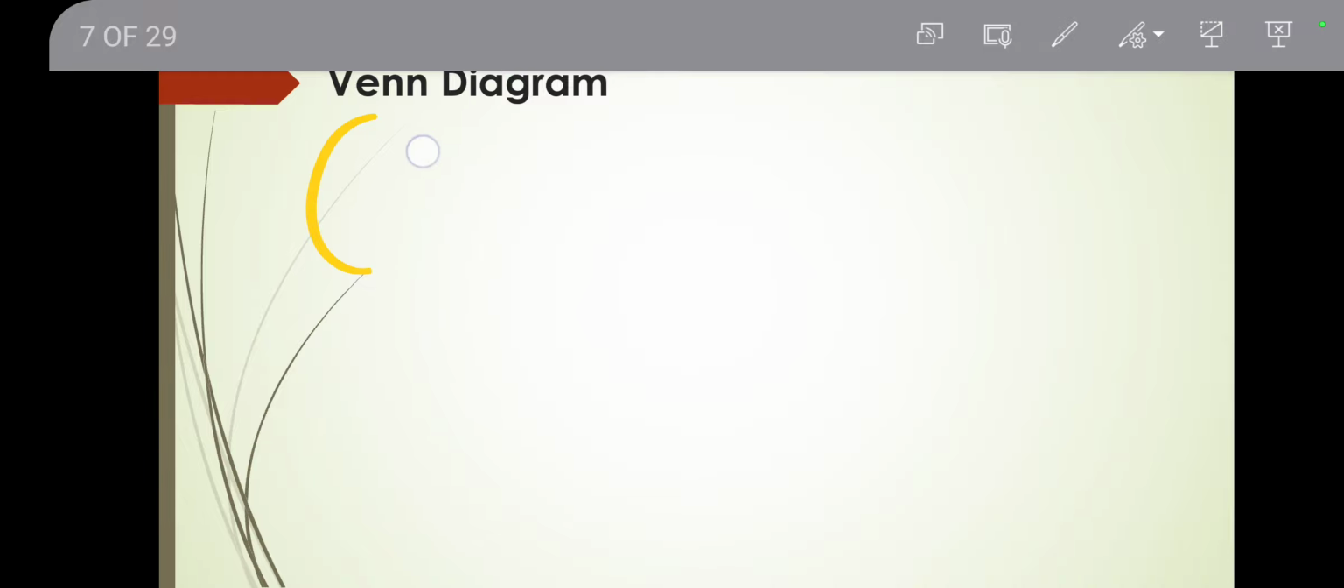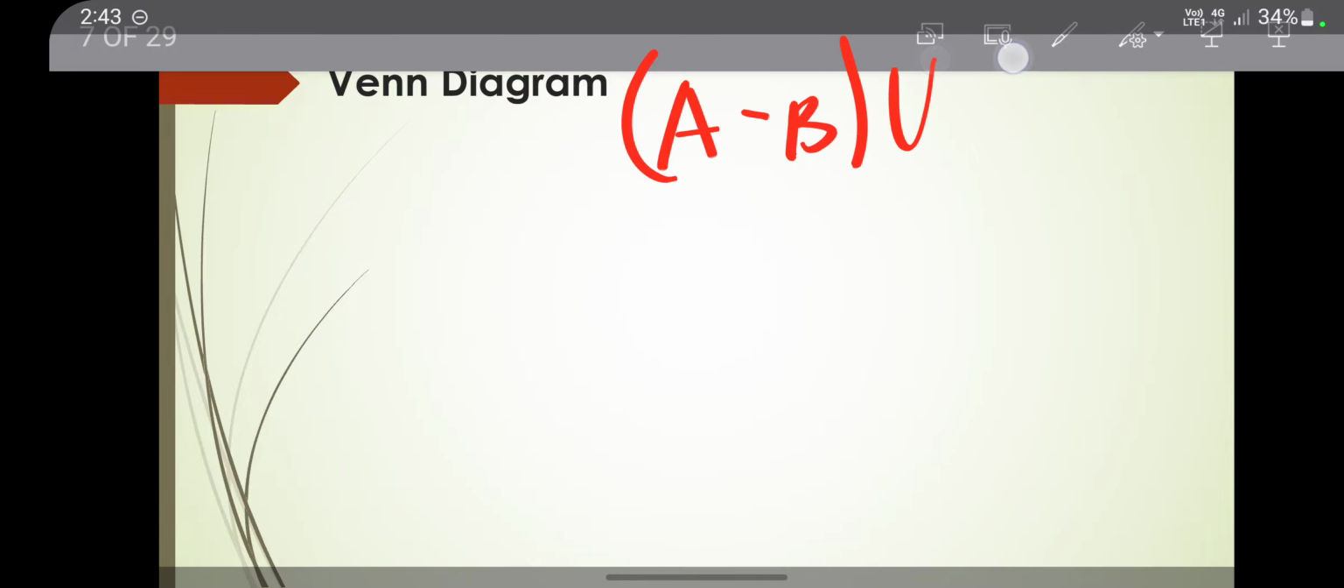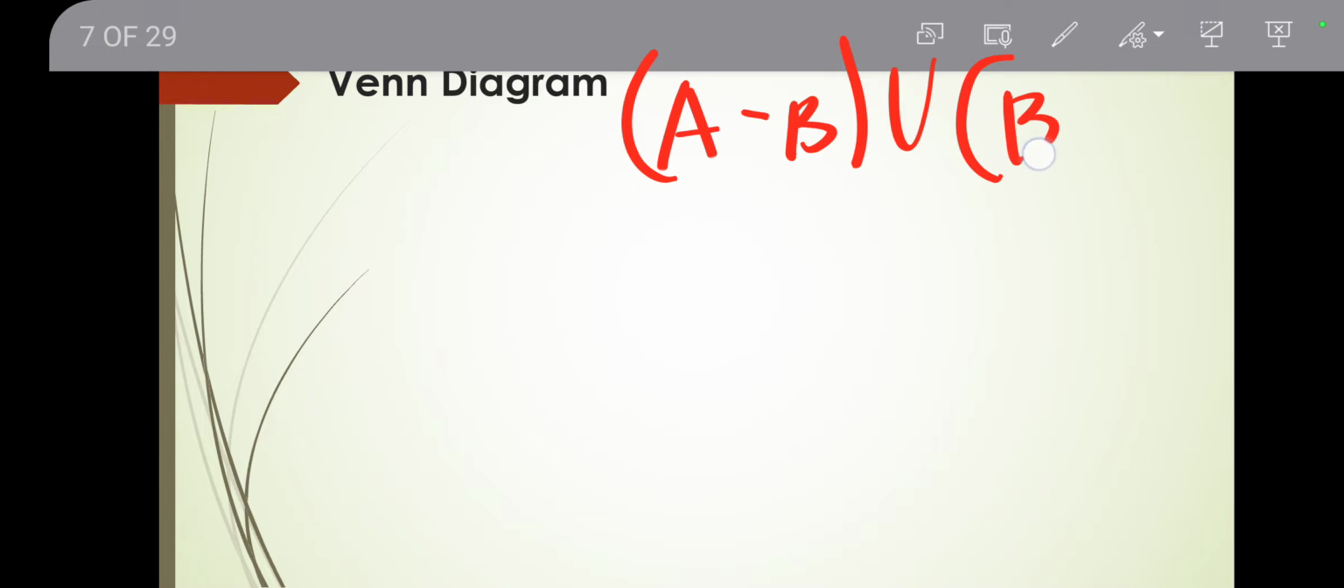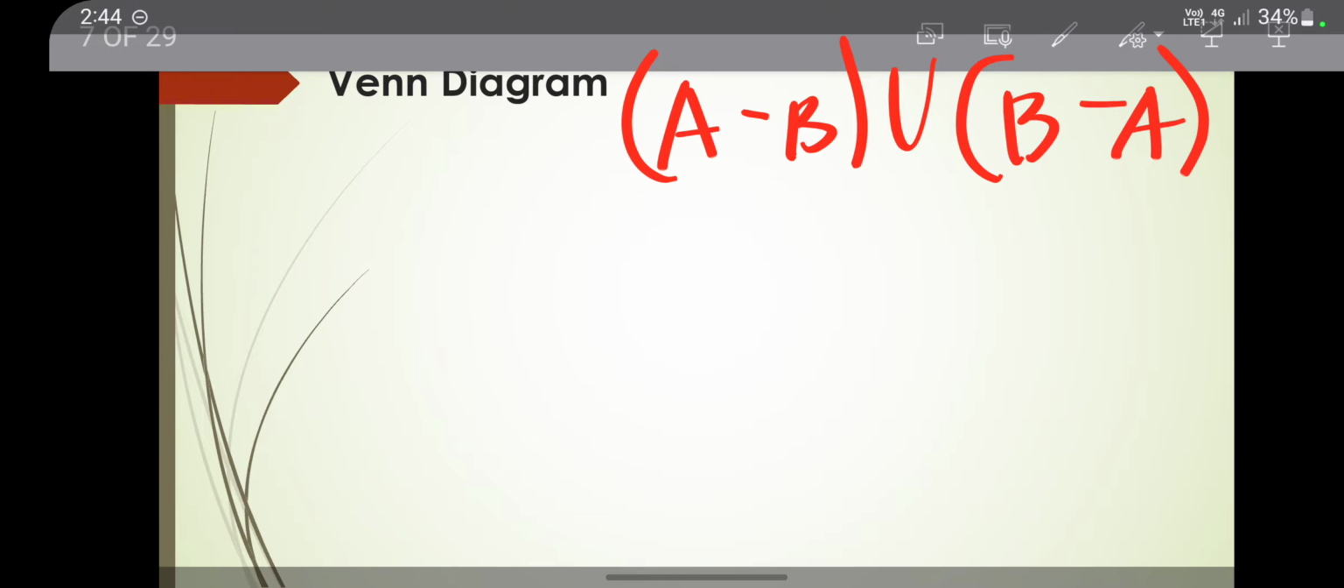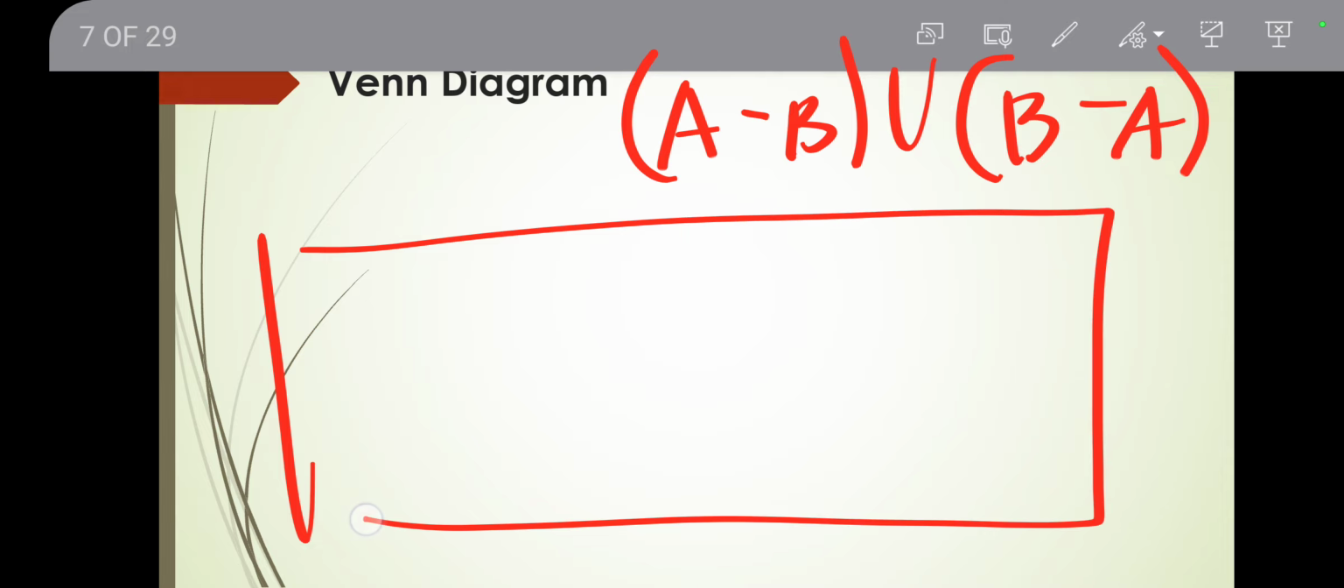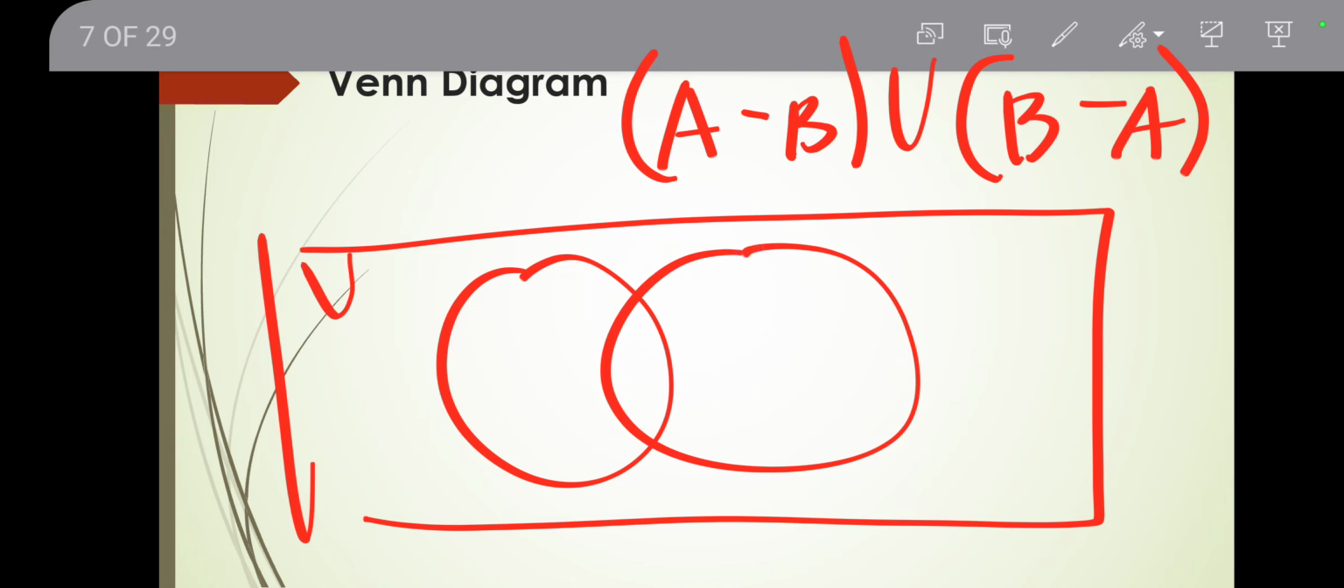So I will be asking you, assuming set, how about this one? A minus B union B minus A. Again, how does your A look like, how does A minus B look like? Again, this is the universal set. How does your B look like again? So A minus B, how does A minus B look like?